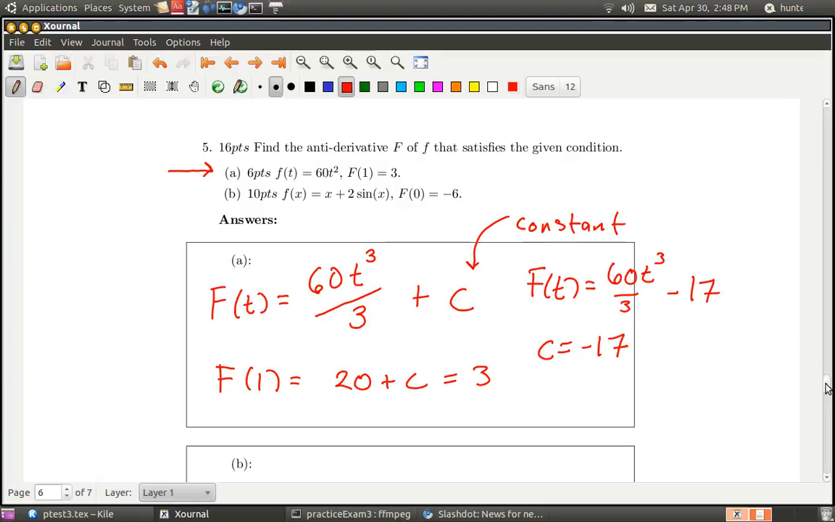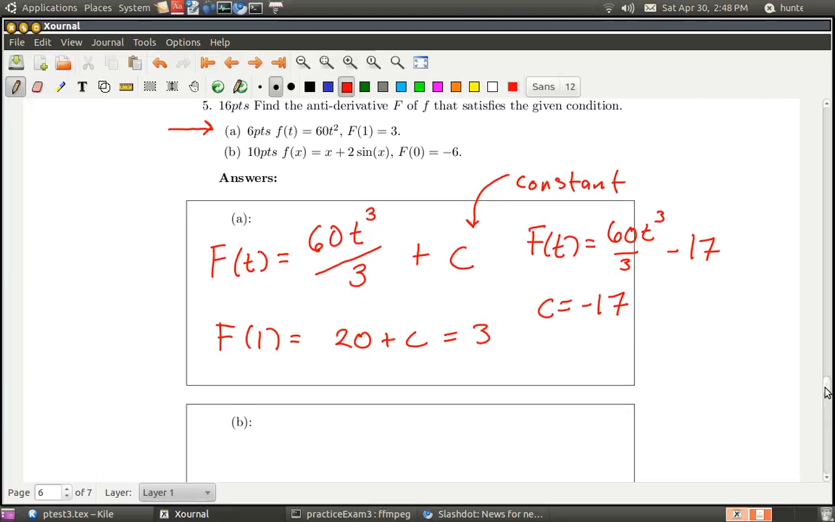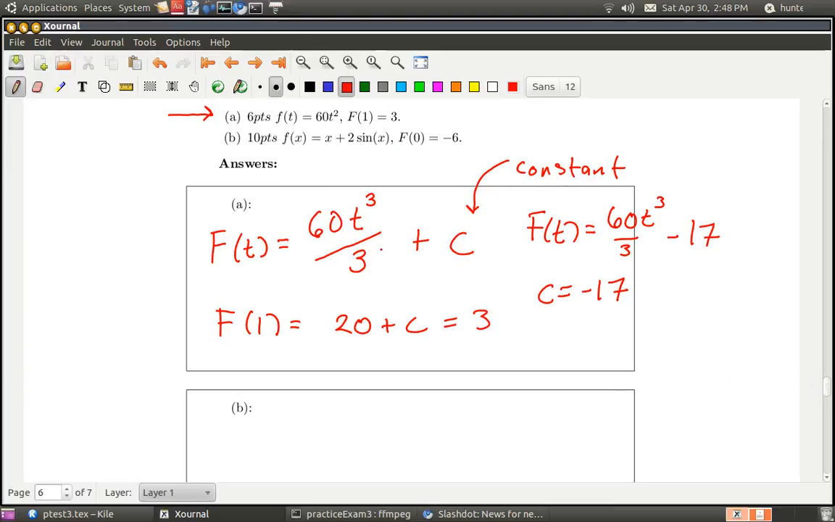Now let's look at part B. Slightly harder, sine function. So two things to do. Just the same way that you ignore pluses when you take derivatives, you can also do antiderivatives term by term. So first let's find out what the antiderivative of just x is.